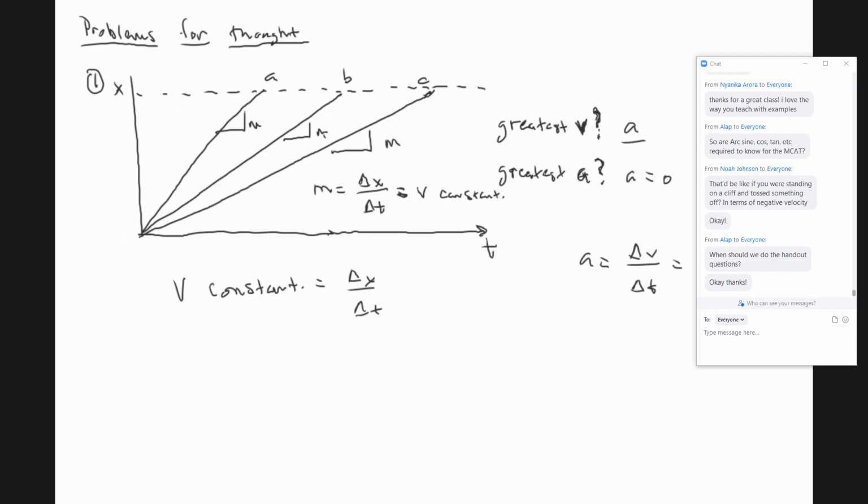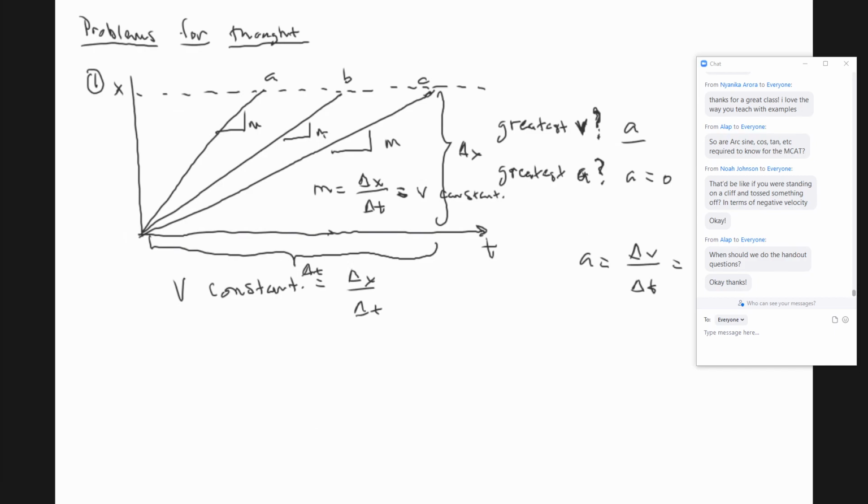Yeah. I guess it's just confusing looking at the graph, because it looks like C would be the greatest acceleration. Well, if you think about it, C traveled the same displacement in the longest amount of time, right?